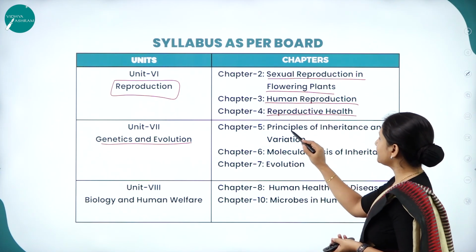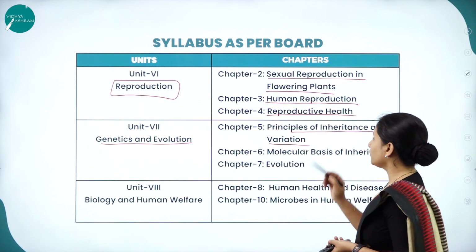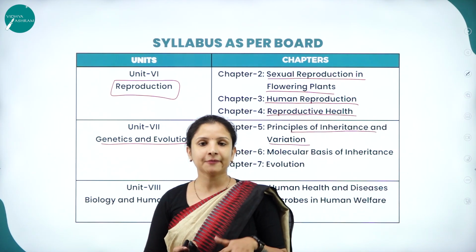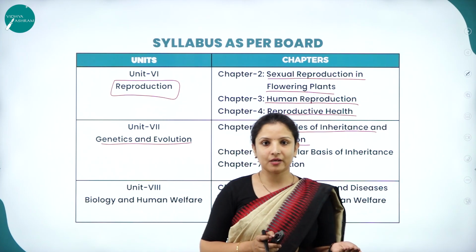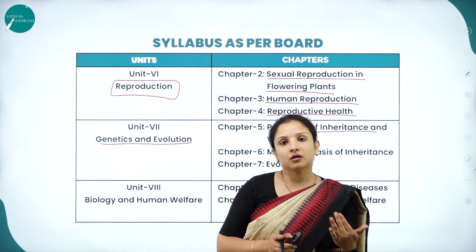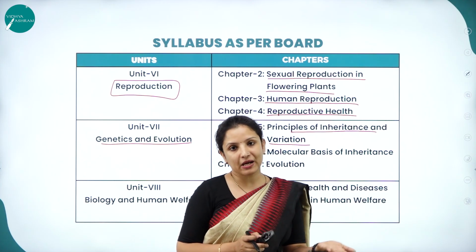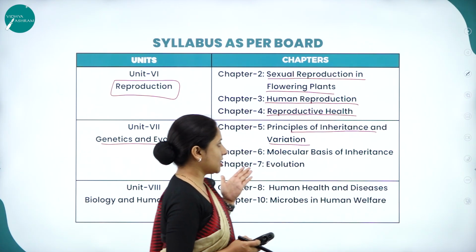Next, in unit 7, which I told you is about genetics and evolution, chapter 5 is about principles of inheritance and variation, wherein you will study entirely Mendelian genetics, like what are the laws given by Mendel and how he came across the dihybrid cross, the monohybrid cross, the test cross, back cross, and all that.